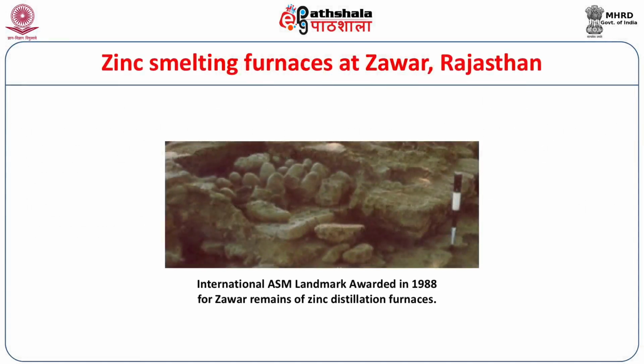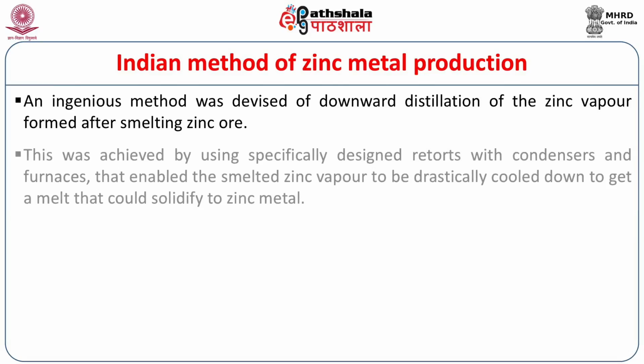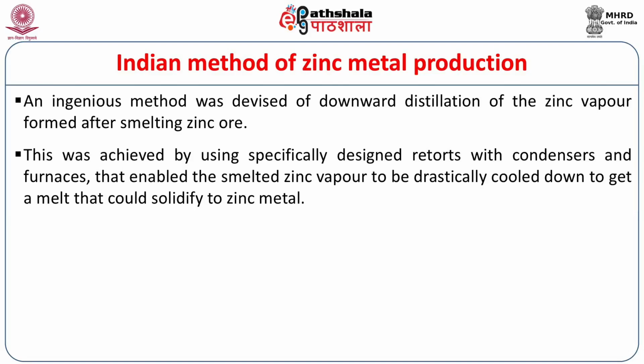In fact, Zawar was awarded the International ASM Landmark in 1988 for the remains of the zinc distillation furnaces. To describe this Indian method of zinc metal production, an ingenious method was devised of downward distillation of the zinc vapor formed after smelting the zinc ore. This was achieved by using specially designed retorts with condensers and furnaces or koshtis that enabled the smelted zinc vapor to be drastically cooled down to get a melt that could solidify to zinc metal.